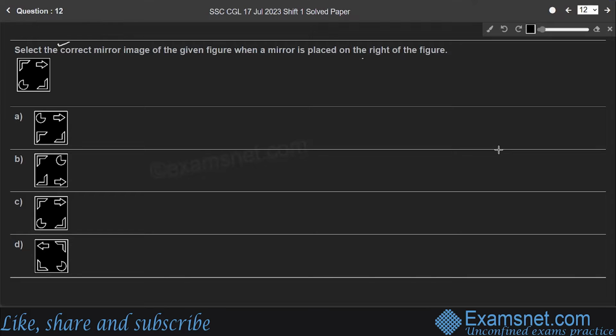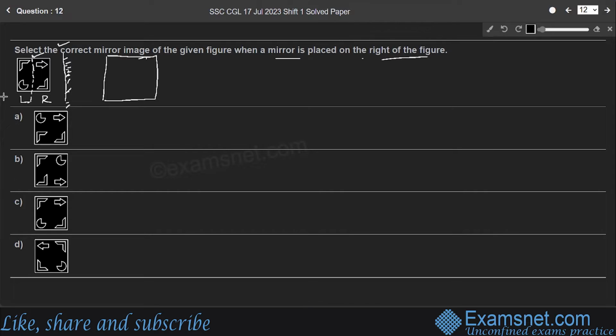Question 12. Select the correct mirror image of the given figure when a mirror is placed on the right of the figure. So on the right of the figure when a mirror is placed, right, like this. So how does the image of the given figure look? So here is the given figure. So let us make two parts in the given figure like this. So right and left part, right? So in the image part, right part of the figure appears to be the left part of the image, right? So I'll repeat once again, right part of the figure appears to be the left part of the image.